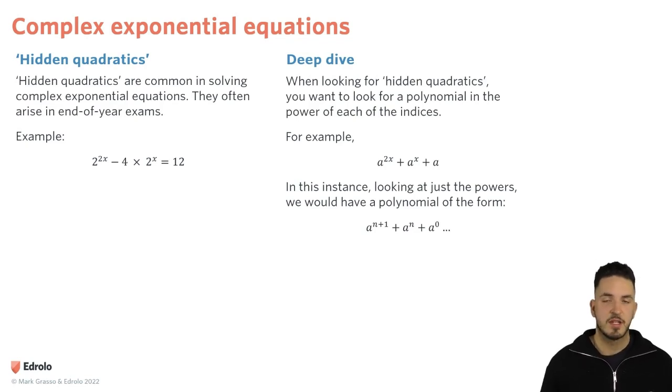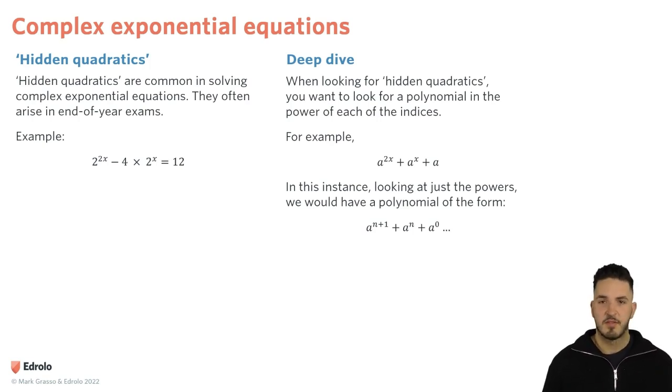So we've looked at simple exponential equations in the sense that we've had the same base, or we've been able to easily get to the same base. Now we're going to be looking at complex exponential equations, and this may not be the case. You may have to notice certain things, and in particular, hidden quadratics, a really common question that comes up in the exam that wants to stretch students.